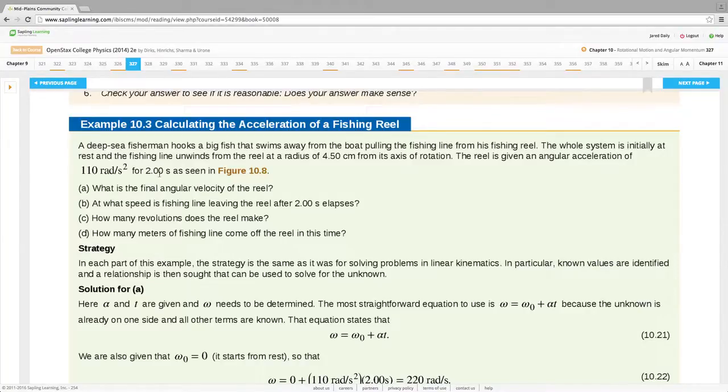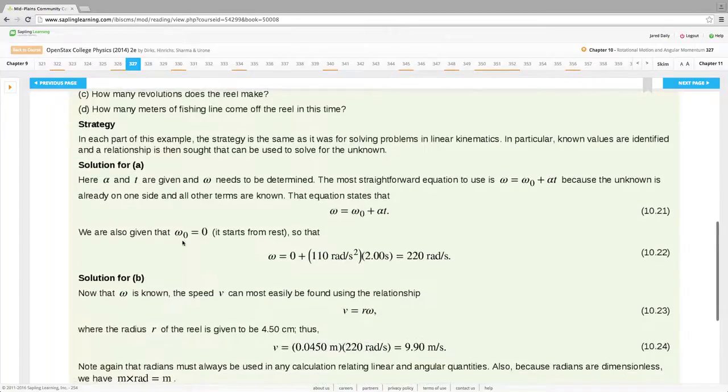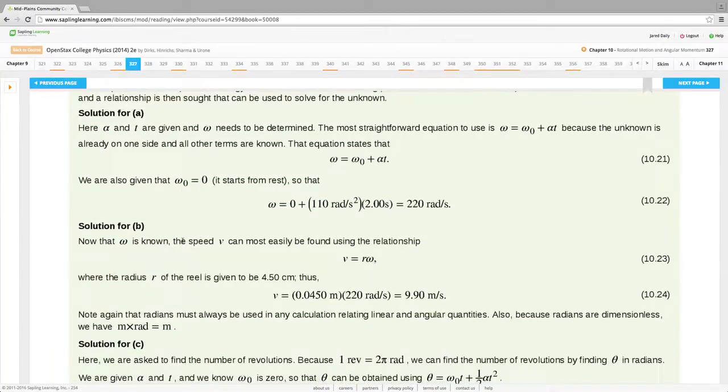They want to know the final angular velocity of the reel, which we'll use a kinematic equation to do, and then the speed that the fishing line is leaving the reel. That's essentially the speed of the fishing line. That's a linear speed, so you have to convert to a linear speed from the angular speed along the outside of the reel. How many revolutions does the reel make, and so on and so forth. So lots of things to figure out, and it's not necessarily easy, but it's pretty straightforward as long as you keep things organized.